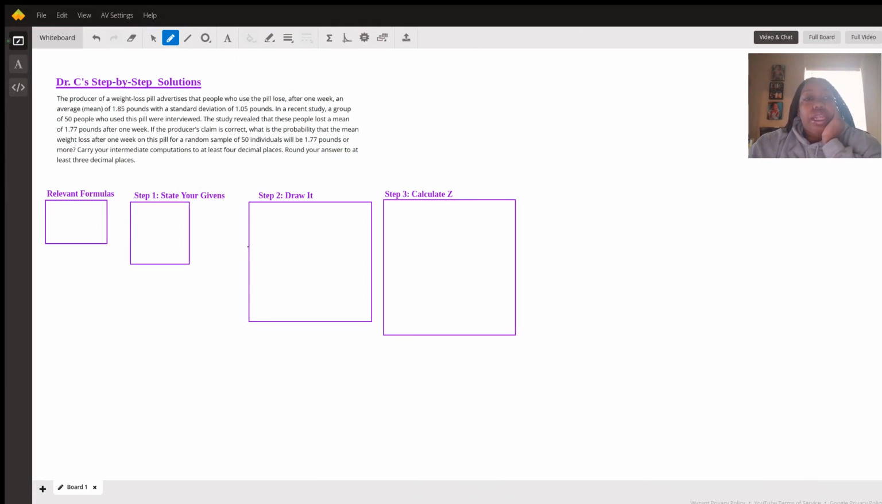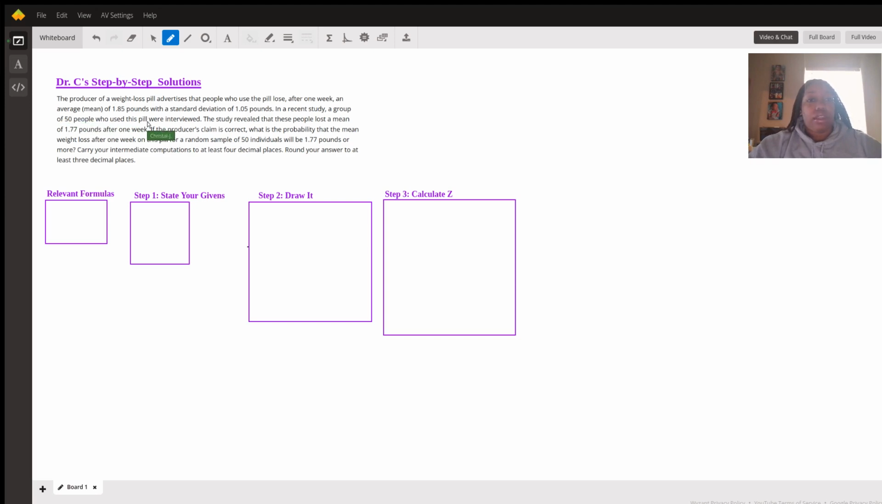It says a producer of a weight loss pill advertises that people who use the pill lose, after 1 week, an average mean of 1.85 pounds with a standard deviation of 1.05 pounds. When I hear questions like this, I immediately think this is going to involve a z-score, because we have the population mean and population standard deviation. So let's go through and underline some of the important parts.